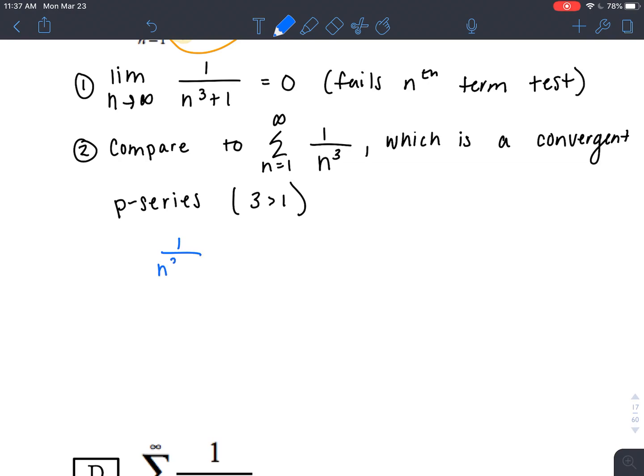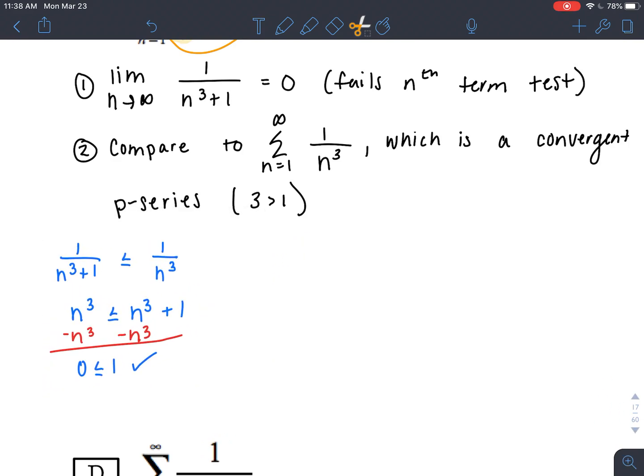So one way to do this is we want 1 over n cubed plus 1 to be less than or equal to 1 over n cubed. So we can just manipulate this and see if it's a true statement. So I'm going to cross multiply here. So I'm going to get that n cubed is less than or equal to n cubed plus 1. And then if I subtract n cubed from both sides, I get that 0 is less than or equal to 1, which is always a true statement.